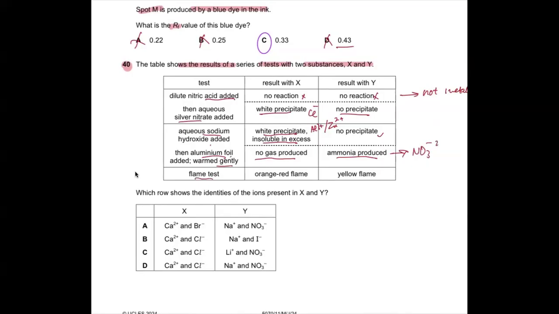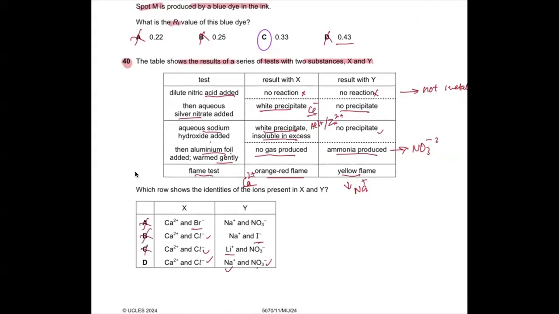Flame test. Orange red flame. So orange red flame is calcium, right? And yellow flame is sodium. So calcium and chlorides. Okay, bromide makes it wrong. Then nitrate and sodium. So iodide makes it wrong, lithium makes it wrong. So we are left with only one option, which is D. So D is the correct answer.